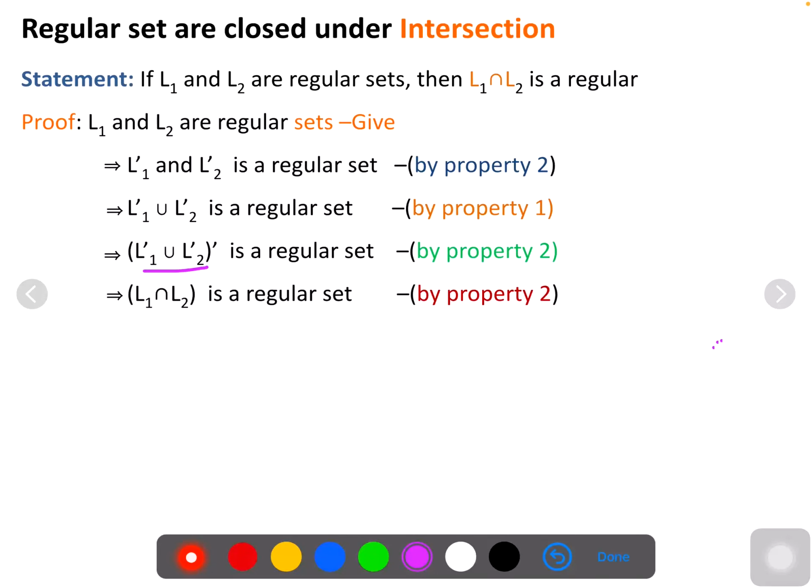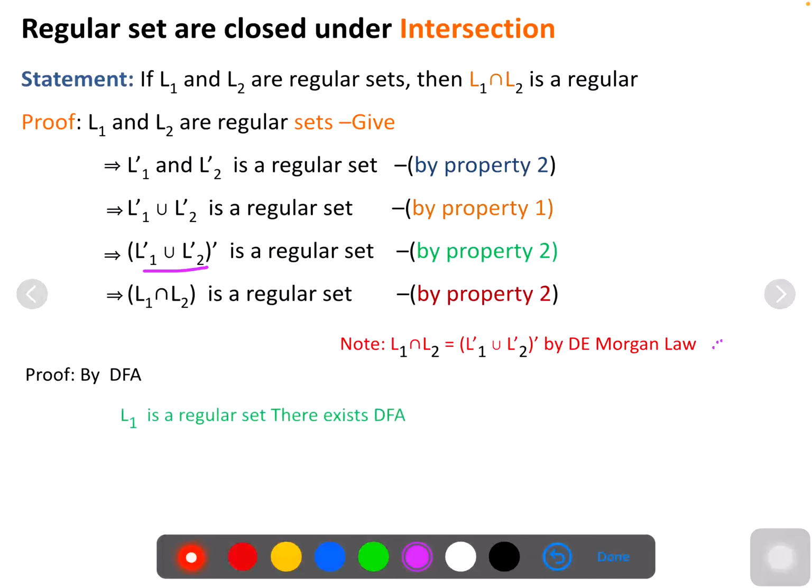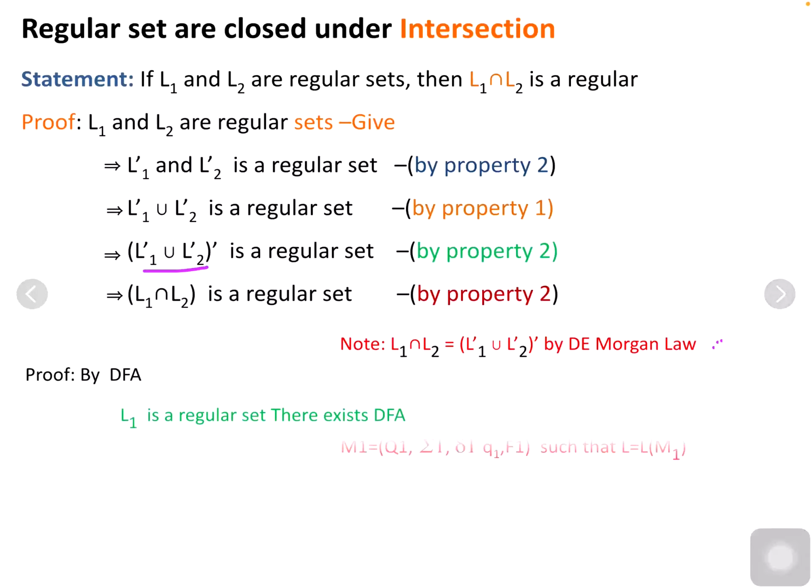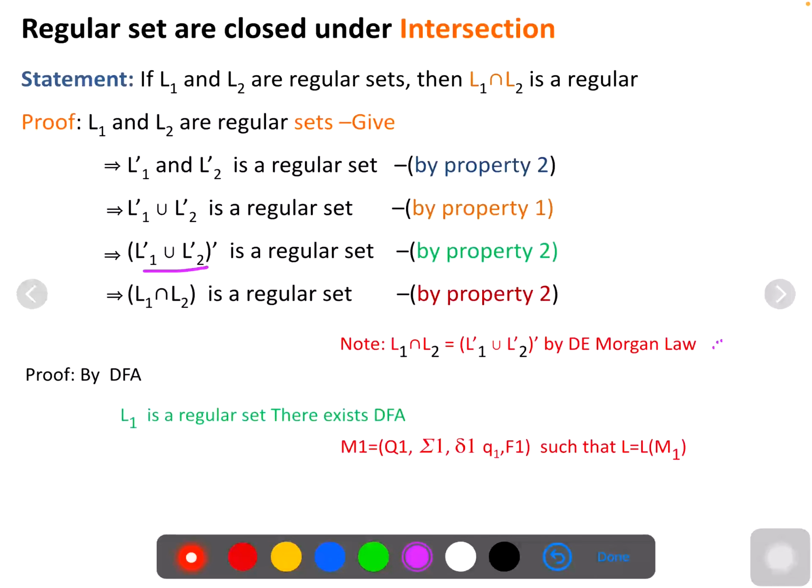Proof by DFA: L1 is a regular set, so there exists a DFA M1 equal to Q1, sigma 1, delta 1, q1, F1 such that L1 is equal to L of M1. L2 is a regular set, so there exists a DFA M2 equal to Q2, sigma 2, delta 2, q2, F2 such that L2 is equal to L of M2. Continue like this. So I have done this through DFA.